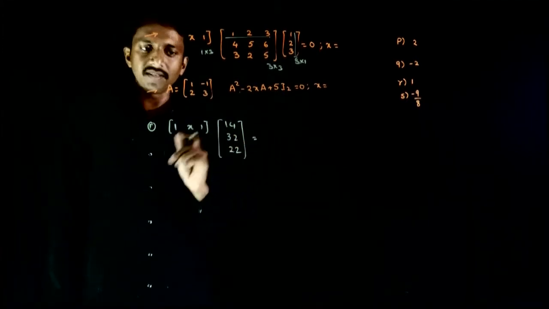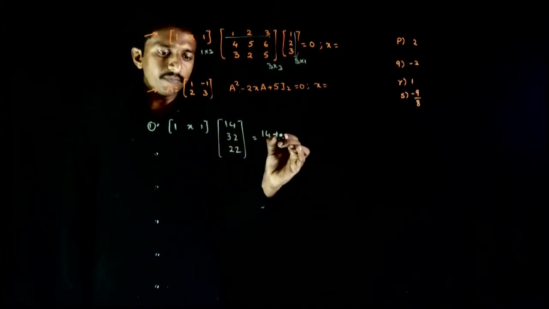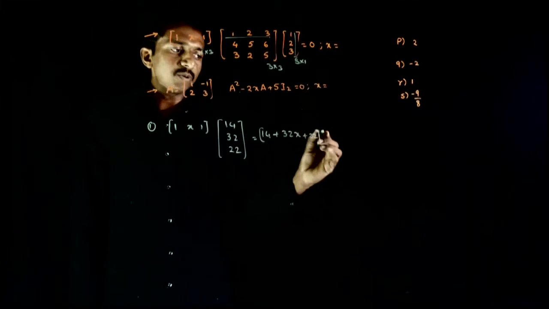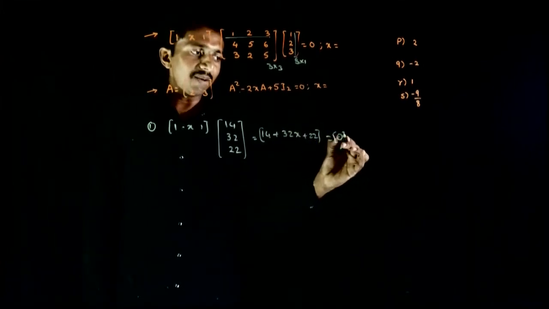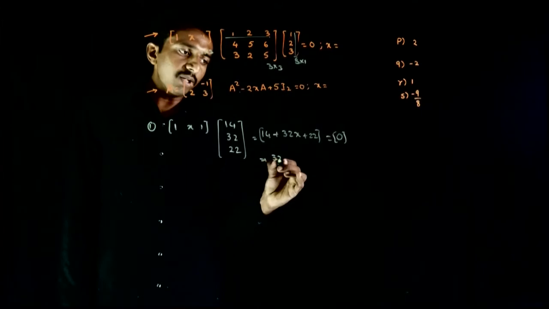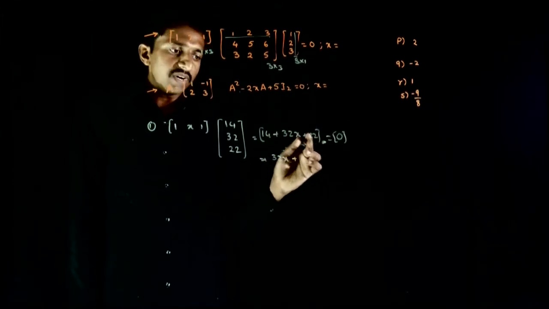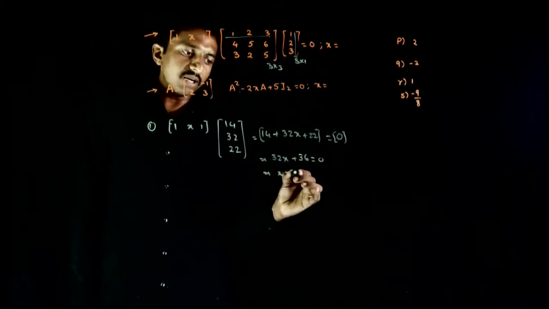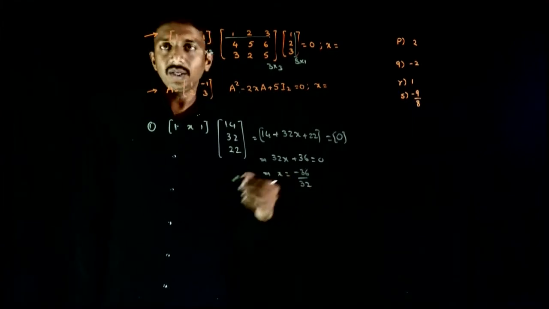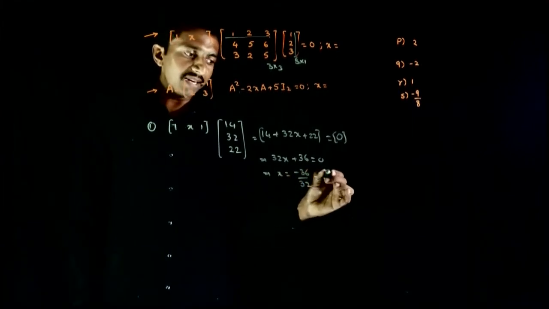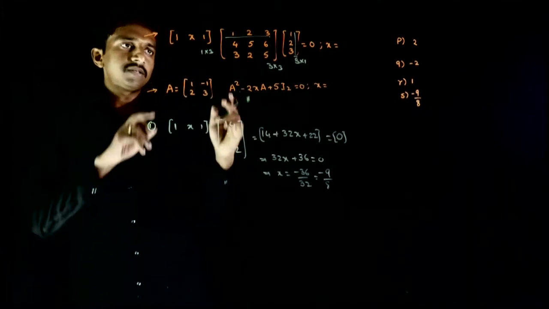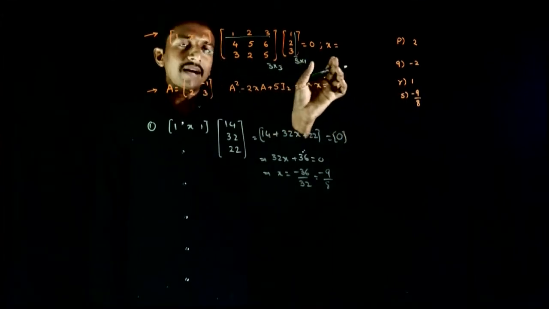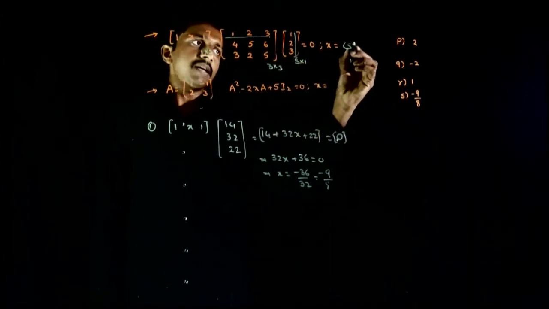So now let me multiply this and this. So you get 14 plus 32x plus 22. So this has to be equal to 0, that is a null matrix. So this implies 32x plus 36 is equal to 0. This implies x is equal to minus 36 by 32. When cancelled by 4, we get minus 9 by 8. So if this has to be equal to 0, x has to be equal to minus 9 by 8. So we have to match this with S. So the answer is S.